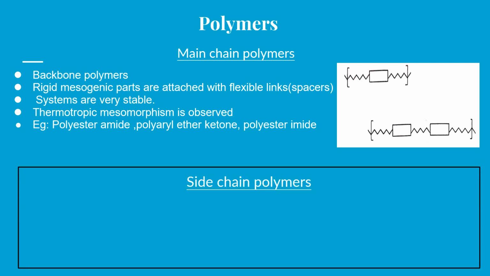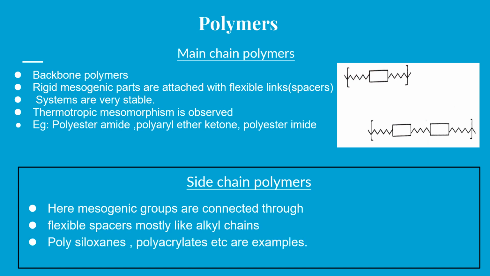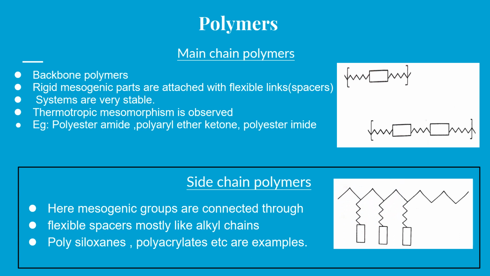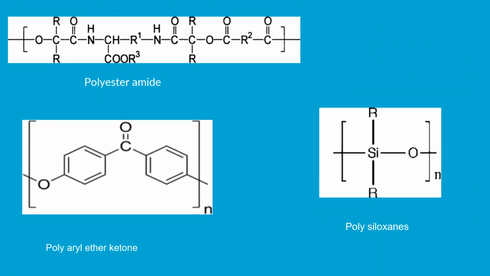Next set is the side chain polymers. In the side chain polymers, the mesogenic groups are connected through flexible spacers, mostly alkyl chains. The examples are polysiloxanes, polyacrylates, etc. For main chain polymers, we have examples like polyester amide and polyaryl ether ketone. These are the figures of polyesteramide, polyaryl ether ketone, and polysiloxanes, which are examples of side chain and main chain polymers.